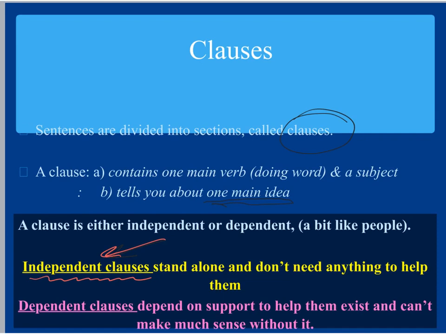A dependent clause, if that was all that you had, would leave you hanging a little bit. You'd need some other information, either before it or after it, or maybe both, to make it make sense. It wouldn't be a complete idea.